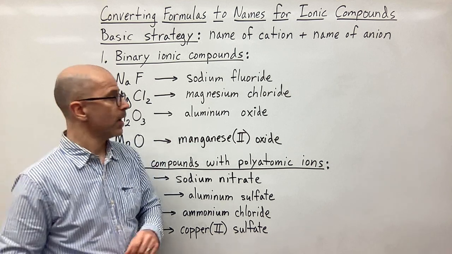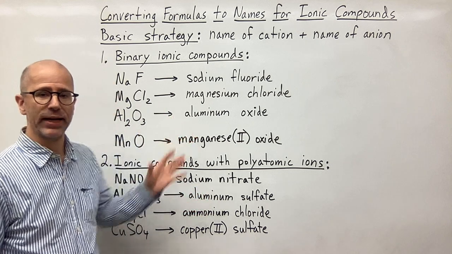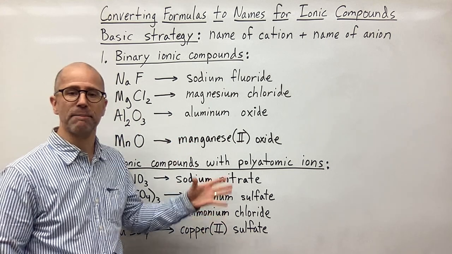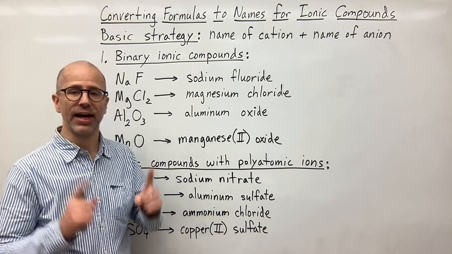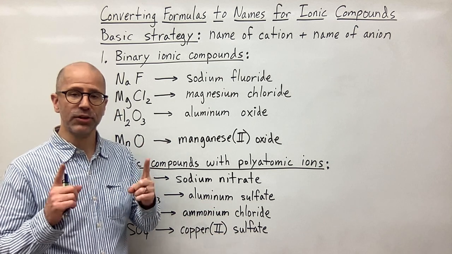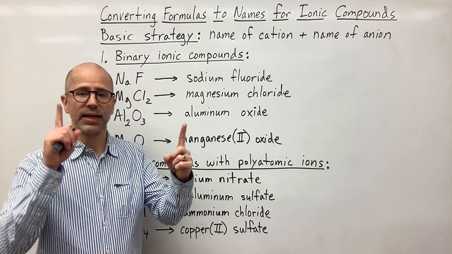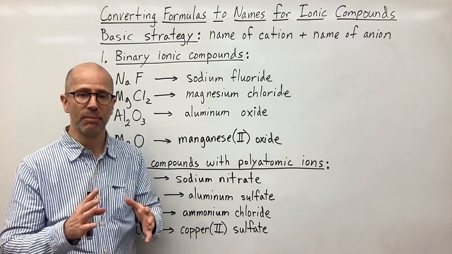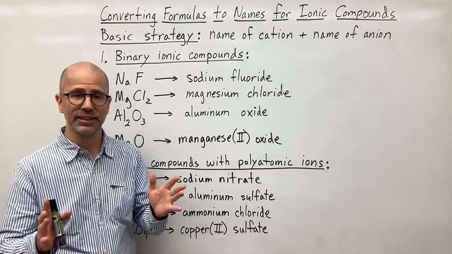Okay, so the way you name ionic compounds, and this goes for binary as well as your compounds that have polyatomic ions in it, the way that you name any ionic compound is basically you're going to take the name of the cation, add it to the name of the anion, put it together, you get the name of your compound. It's that simple. I kid you not, that's as simple as it is.